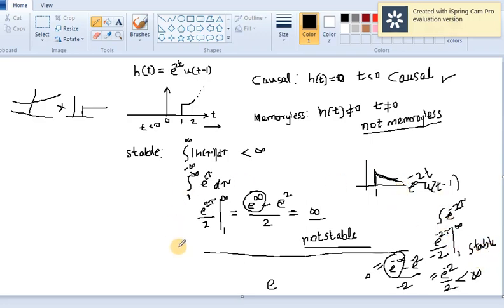Okay, so these will be the problems. The next problem regarding the magnitude value, I will see that one in tomorrow's class. So we'll stop it here.